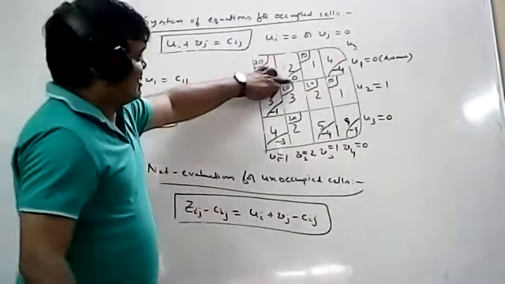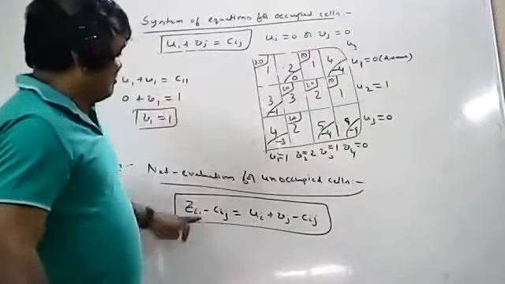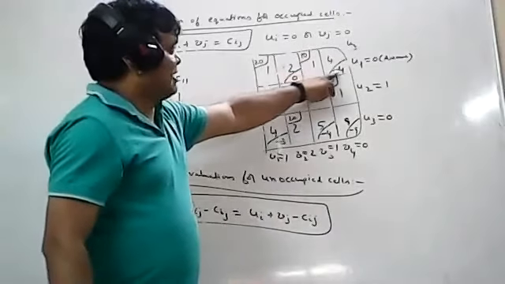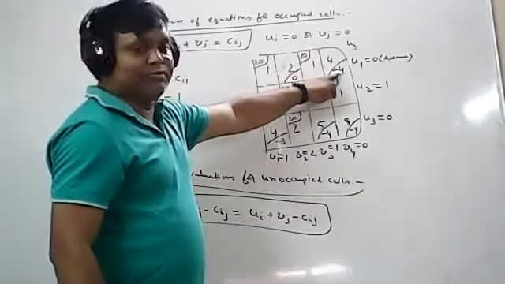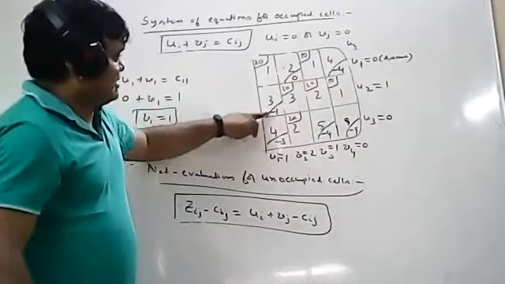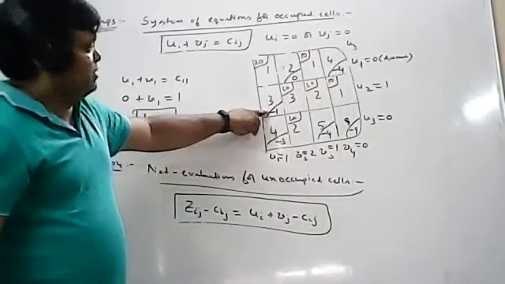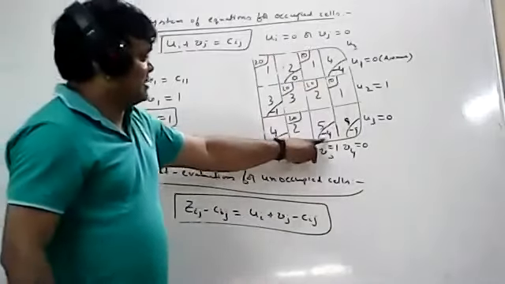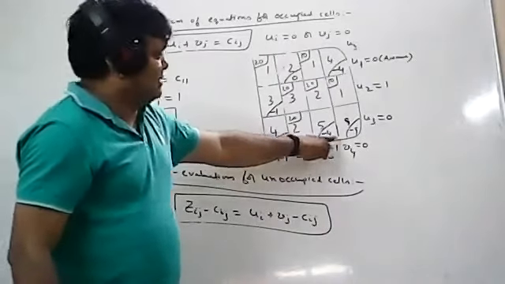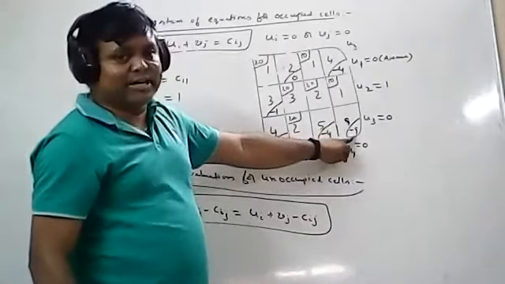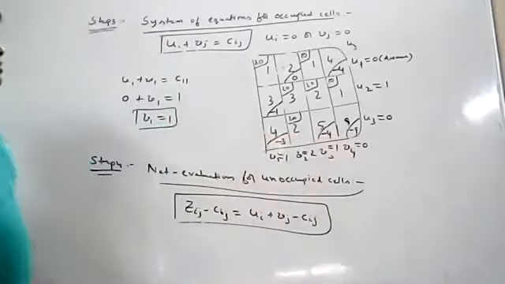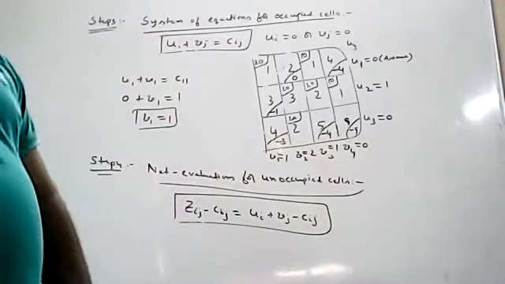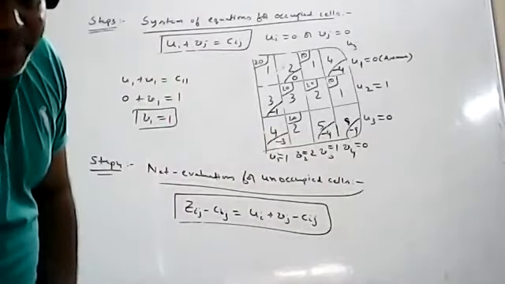What is the meaning of this one? This is 1, 2. So Z12 minus C12 value is this one. This value is nothing but Z14 minus C14. This value is nothing but Z21 minus C21. This value is nothing but Z31 minus C31. This is nothing but Z33 minus C33. This value is nothing but Z34 minus C34. Okay, so this is about step number 4. I hope you understood step number 4.